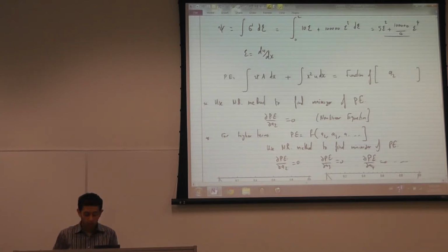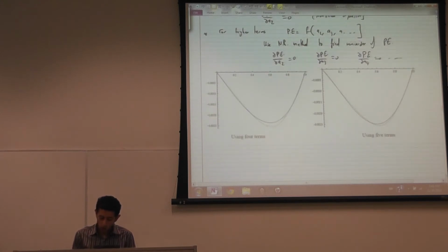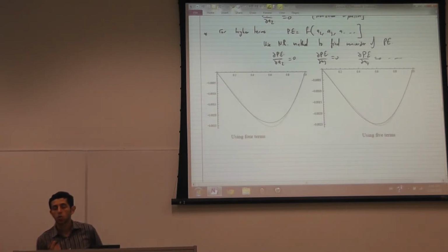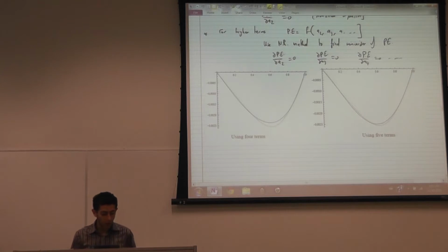To solve this set of nonlinear equations, I have to utilize the Newton-Raphson method. To utilize it, I need to take derivatives again to find the matrix, and that matrix has to be symmetric because it will be the second derivative of the potential energy with respect to A2, A3 and A4. It's what we call the Hessian matrix of the potential energy. And you can see that the solution using 4 terms is getting closer to the numerical solution that Mathematica obtained using a nonlinear solver for the differential equation.